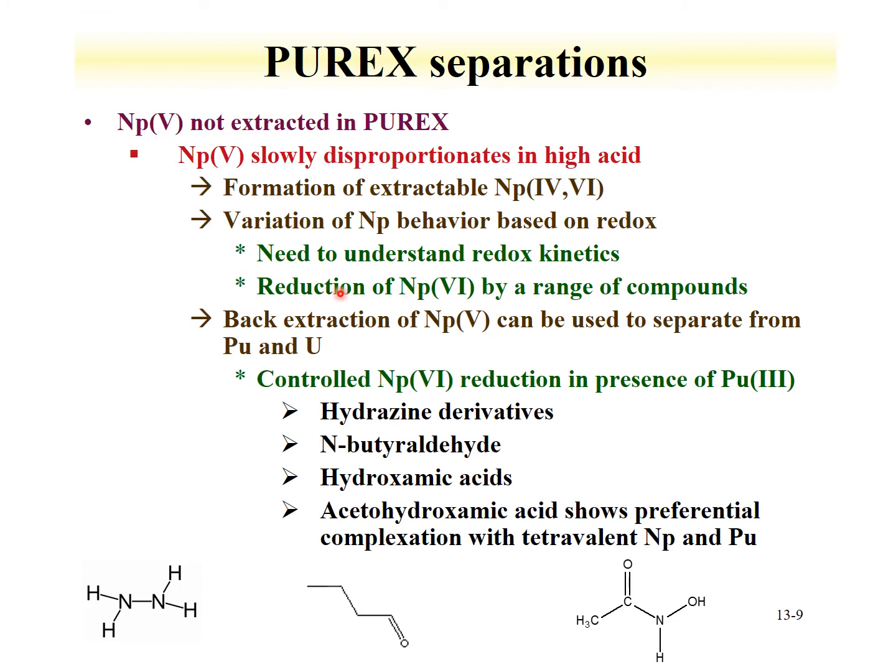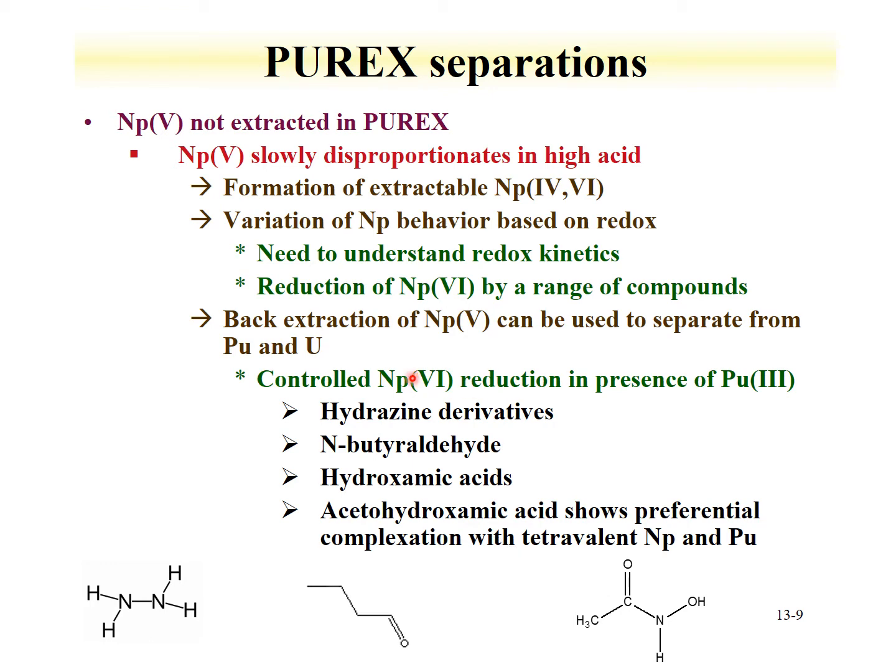and reduction of neptunium-6 by a range of compounds has been explored. One of these compounds is acetohydroxamic acid, which is shown here. Acetohydroxamic acid has preferentially been shown to complex with tetravalent species, including tetravalent neptunium and plutonium, and this has been used to help control its behavior in proposed separation systems.